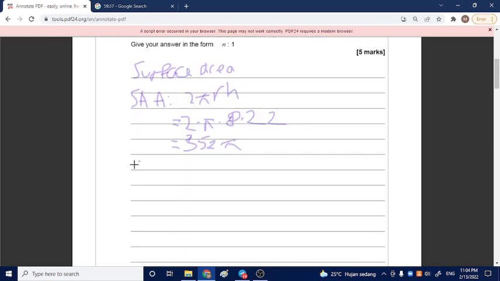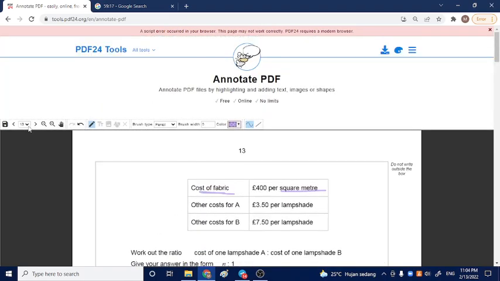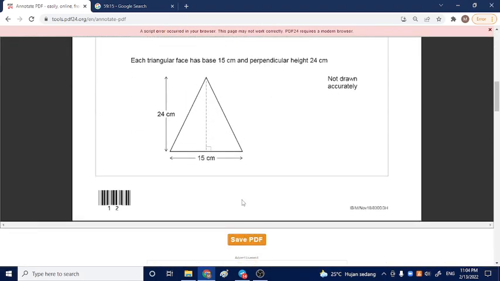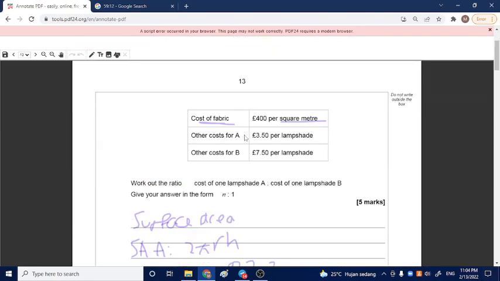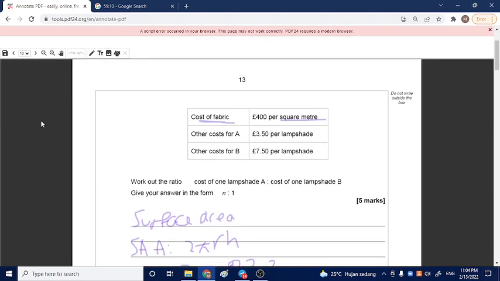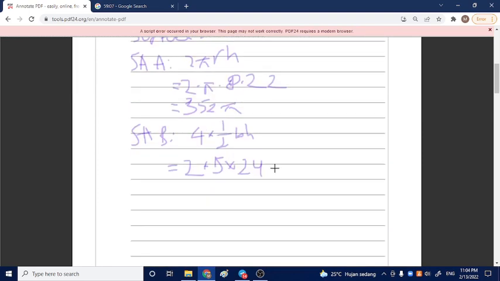Alright, and then we consider surface area of B. So surface area of B is 4 triangles, 4 times half times base times height. That means these cancel out into 2. The base is 15 and the height is 24. Yeah, base 15, height 24. Hence, the surface area would be 30 times 24, which is 720.